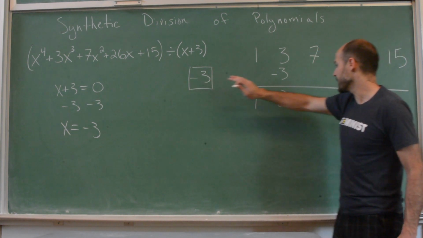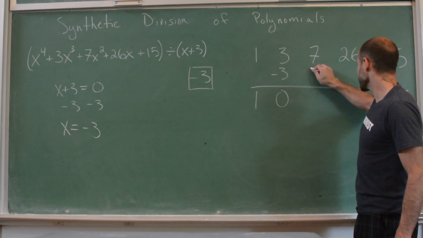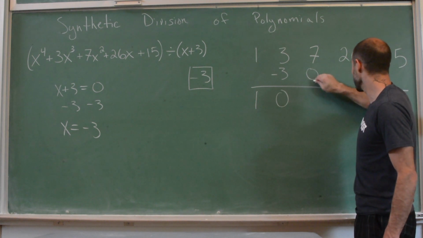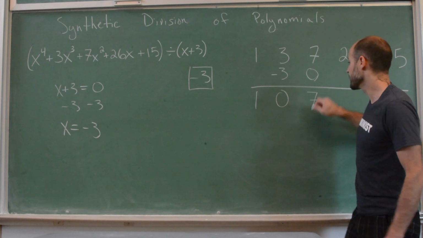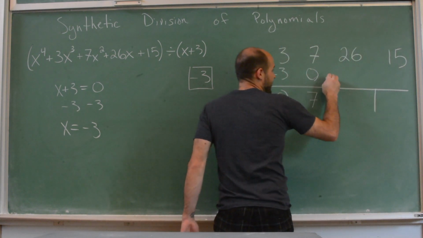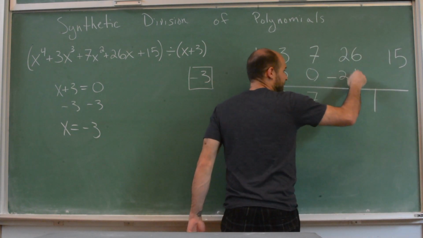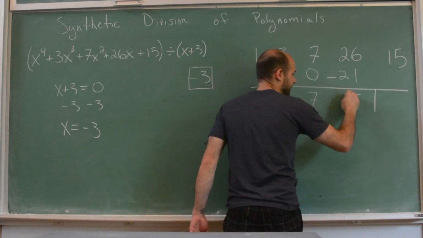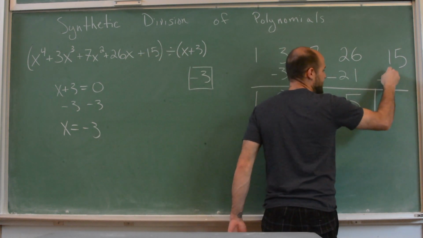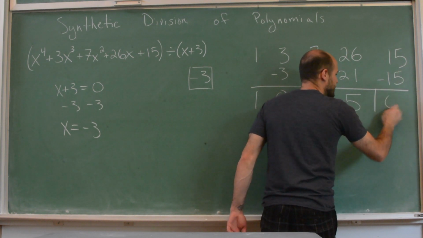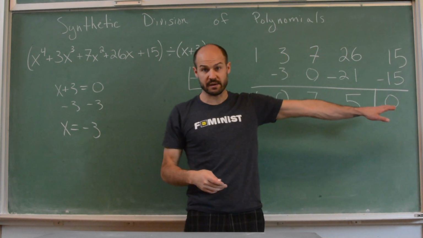Multiply. -3 times 0 is 0. Goes here. No worries. Add down. 7. Multiply. -21. Add down. +5. Multiply. -15. Add down. 0. Nice clean remainder of 0.